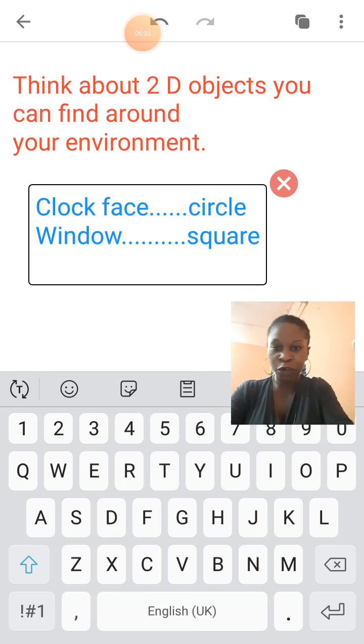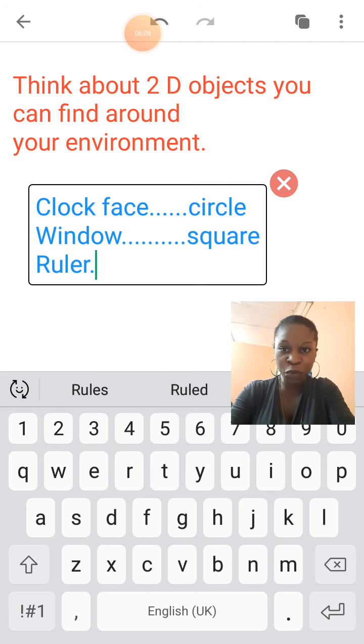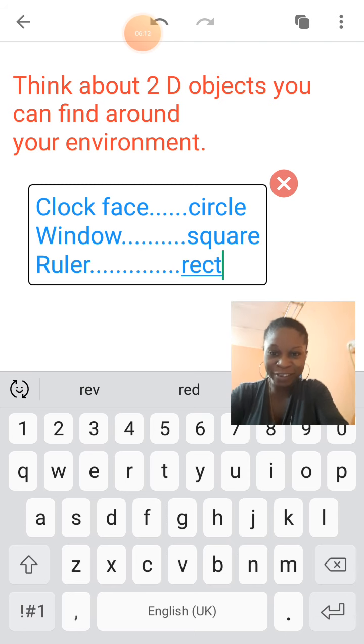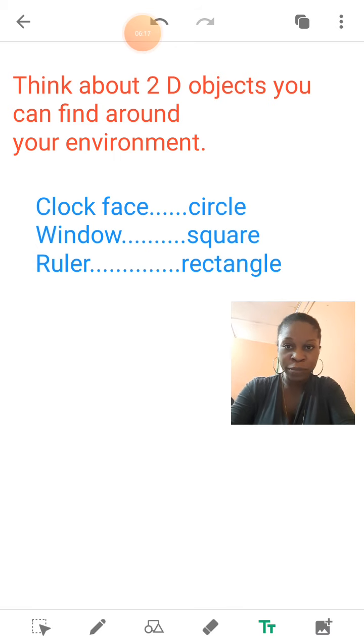A ruler. Good. And what shape is a ruler? Can you guess the long ruler? It is a rectangle. So you're going to check at home. There's a worksheet.